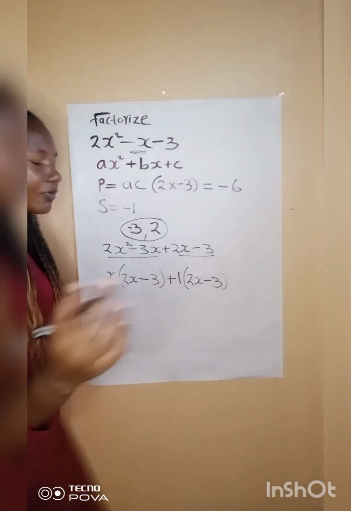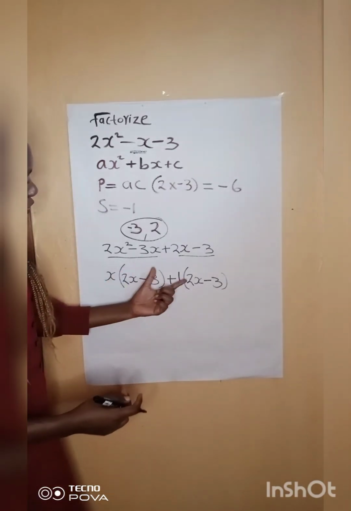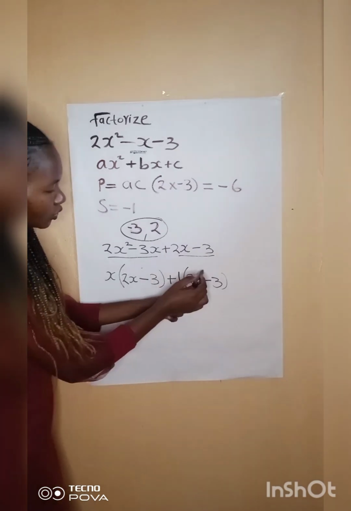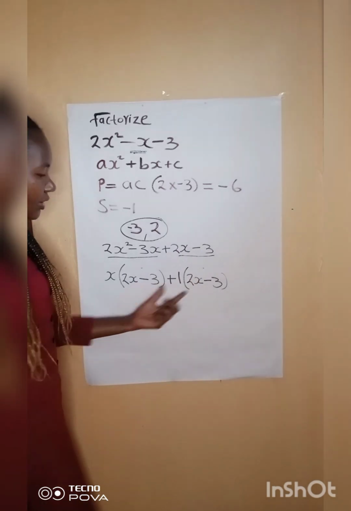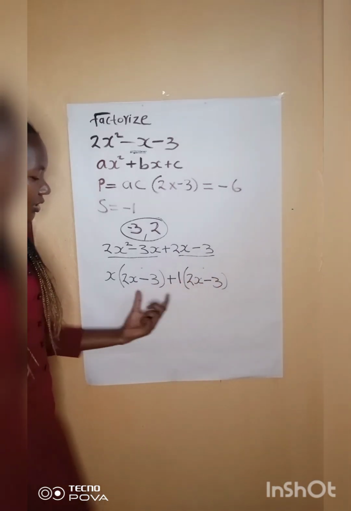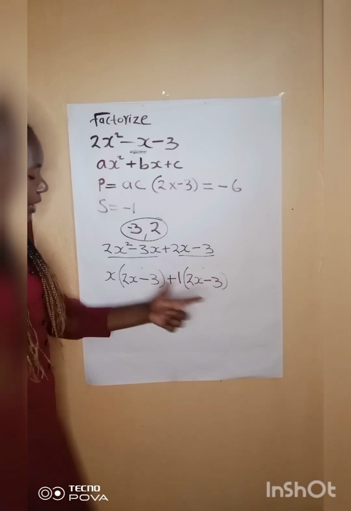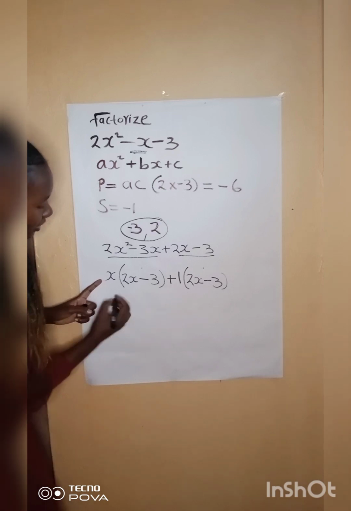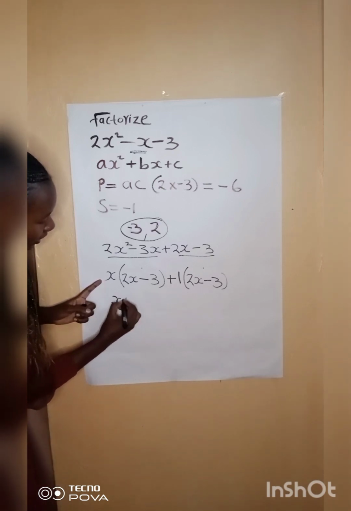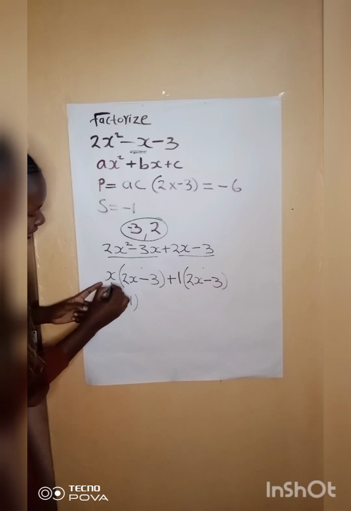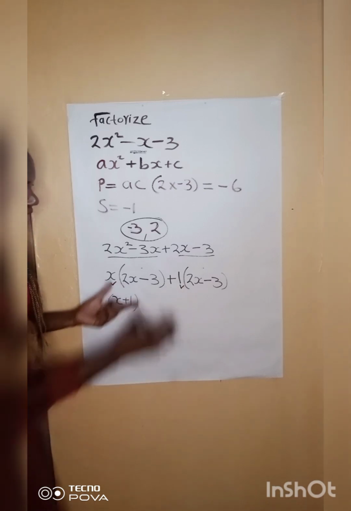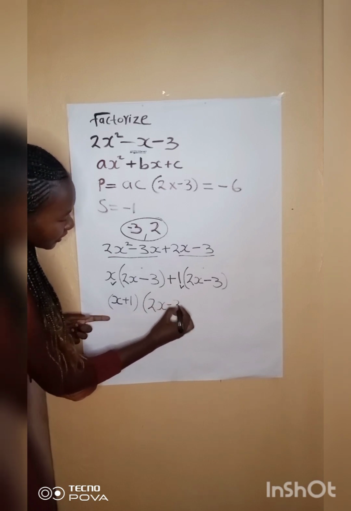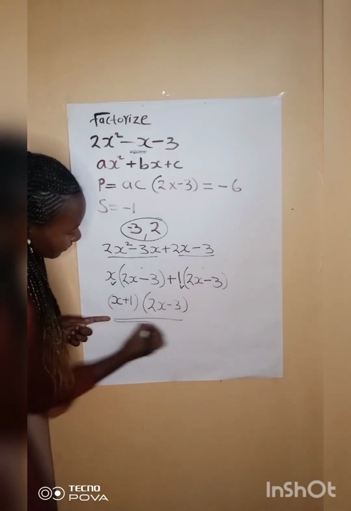Again, I said in the previous video that whenever you are factorizing, make sure that whatever is in this bracket is similar to whatever is here. If the two brackets are different, or the values in the bracket are different, then it means you have made a mistake somewhere. So from there, we can pick the values outside the bracket, and we have x plus 1. We combine them, and then I just pick one of the brackets, which is 2x minus 3, and that is the answer.